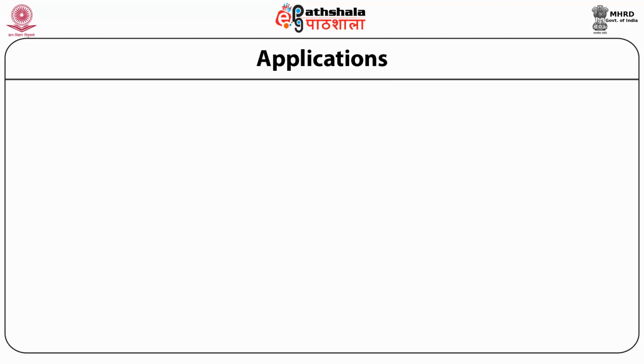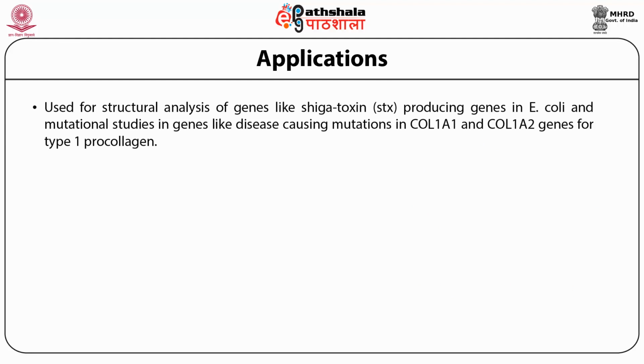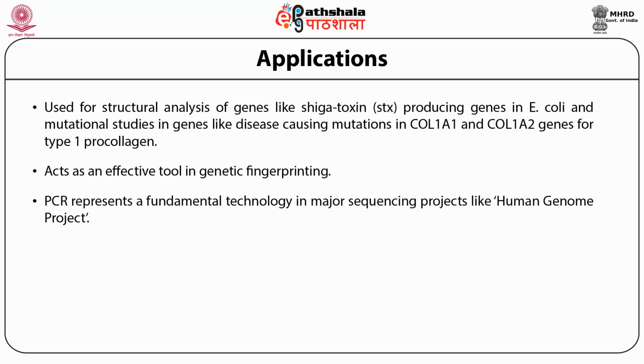This method has various applications. It is used for structural analysis of genes like Shiga toxin producing genes in E. coli and mutational studies in genes like disease-causing mutations in the COL1A1 and COL1A2 genes of type 1 procollagen. Then PCR is an effective tool in genetic fingerprinting. It represents a fundamental technology in major sequencing projects like the Human Genome Project.